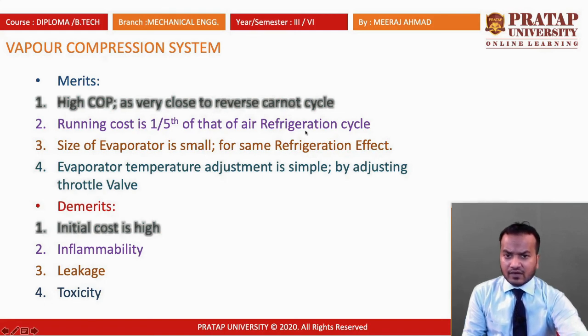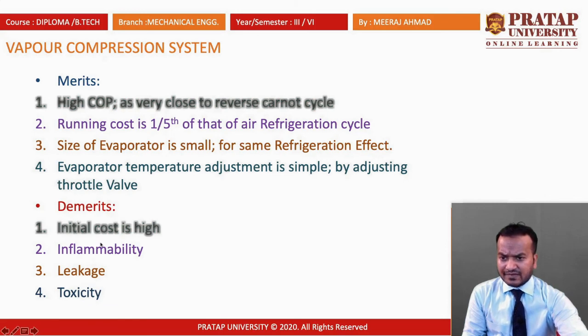Suppose we are taking the air refrigerant cycle and the VC cycle. The size of the evaporator for the VC cycle is small compared to the air refrigerant cycle for the same refrigeration effect. The fourth one is that evaporator temperature adjustment is simple, by adjusting the throttle valve.